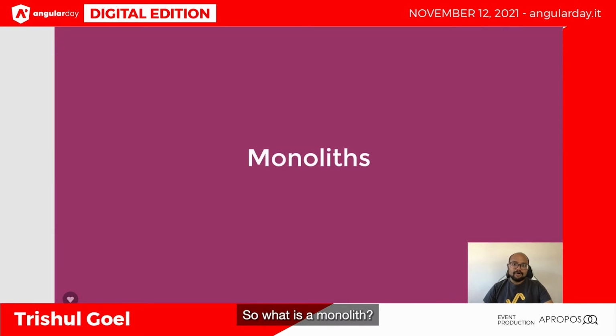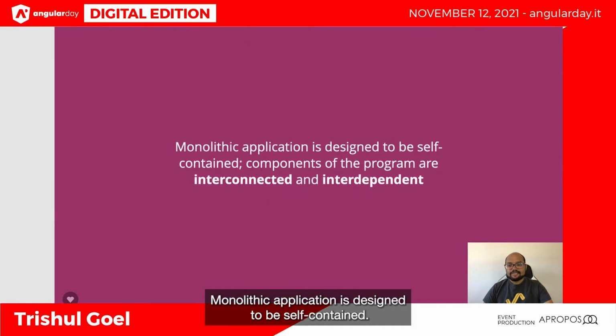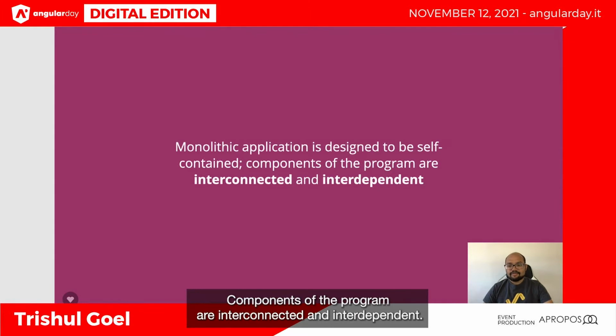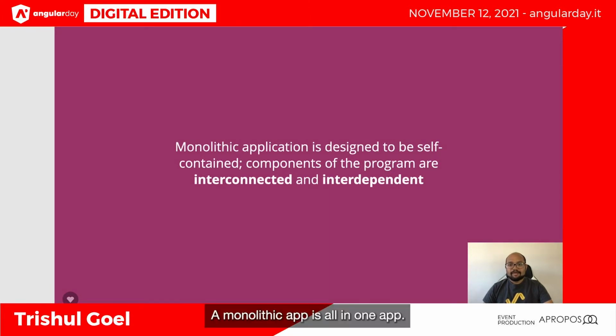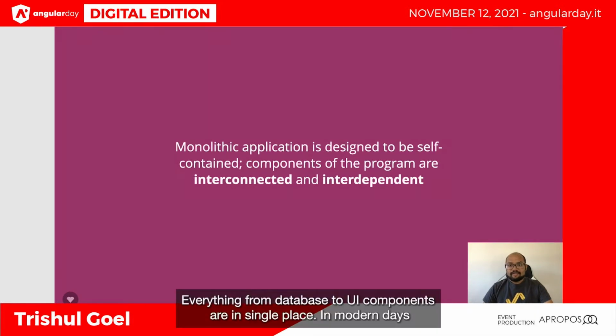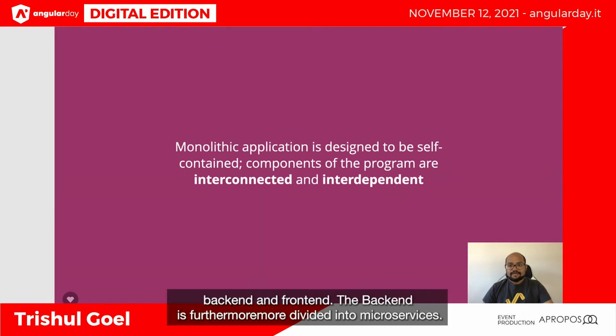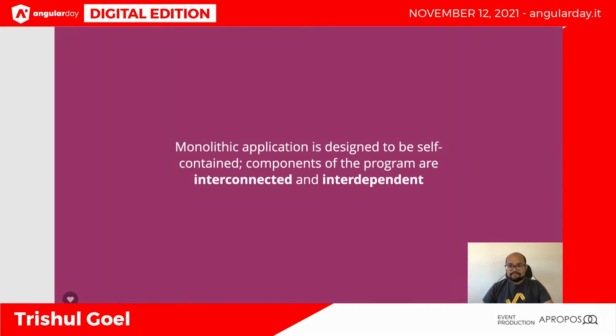So, what is a monolith? A monolithic application is designed to be self-contained. Components of the program are interconnected and interdependent. A monolithic app is an all-in-one app. Everything from database to UI components is in a single place. In modern days, we already broke this into backend and the front end. The backend is furthermore divided into microservices.